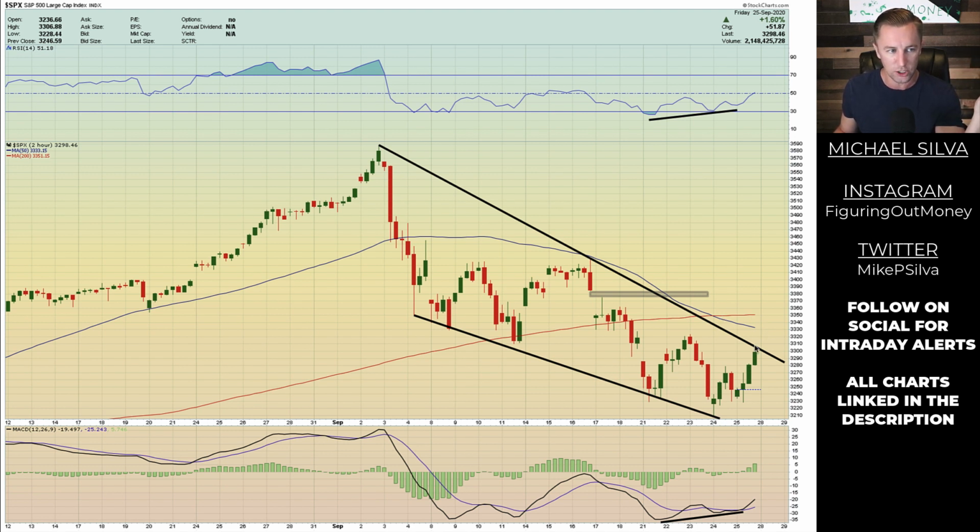So what can potentially happen? Well, we might get a breakout of this, but it's very likely with this overhead resistance and this downwards pressure that it could be just a false breakout. So you've got to trade this with caution. If you're in a long position and you get some sort of gap up, think about what happened to Apple earlier this week. You had the gap up out of the rising wedge, and then it just started falling down.